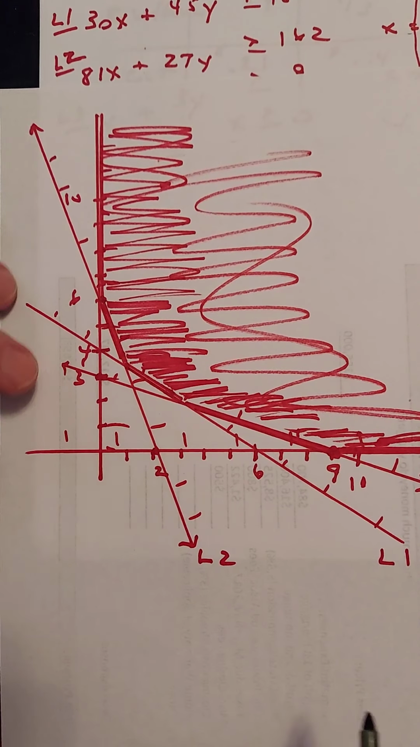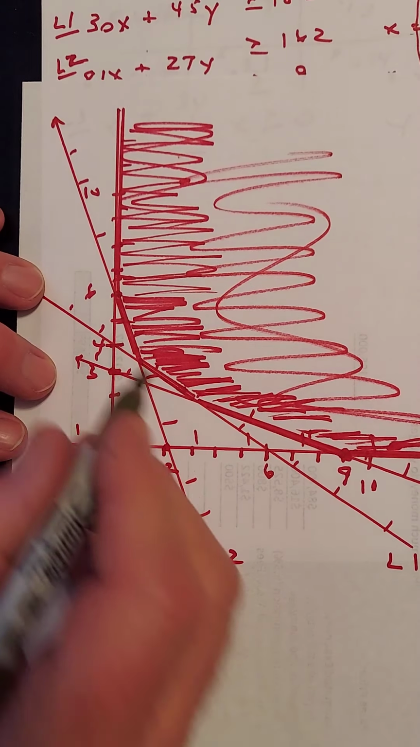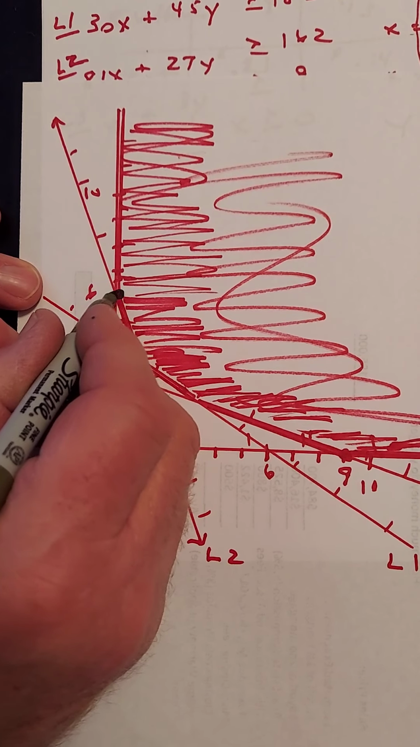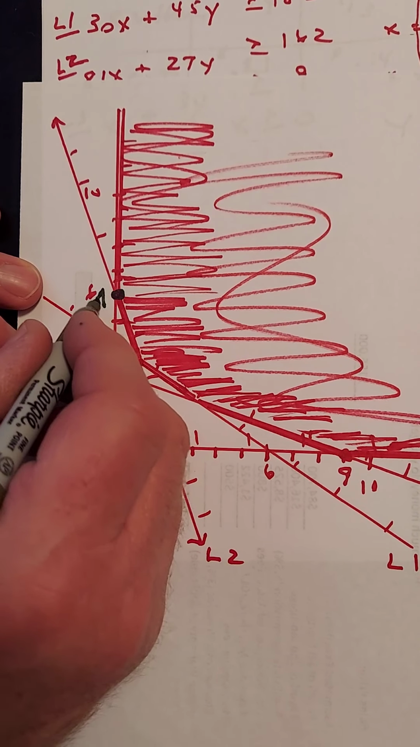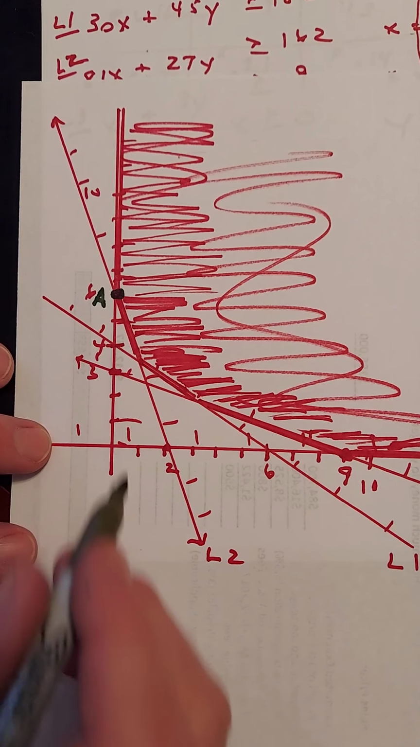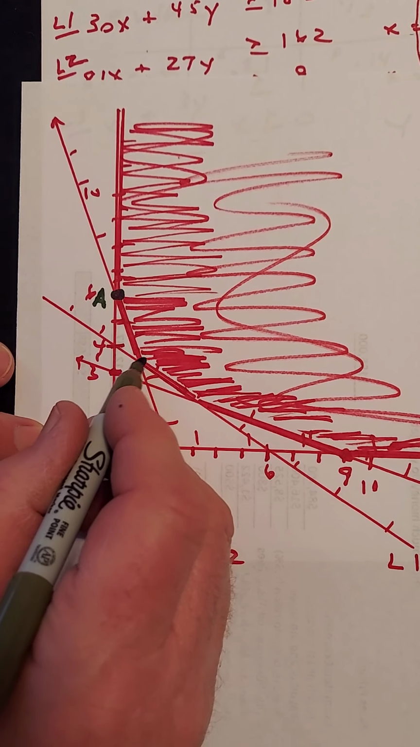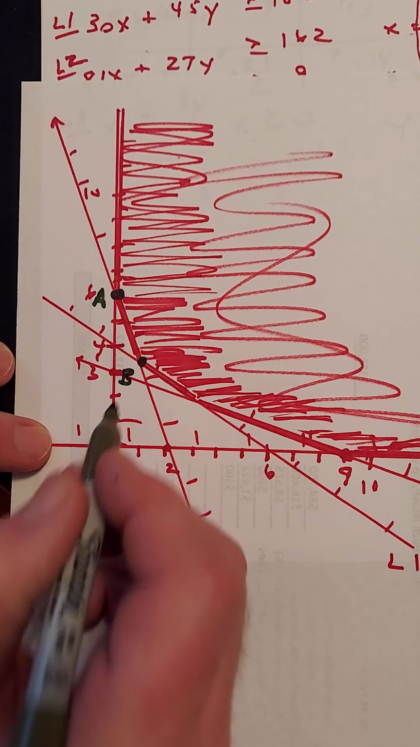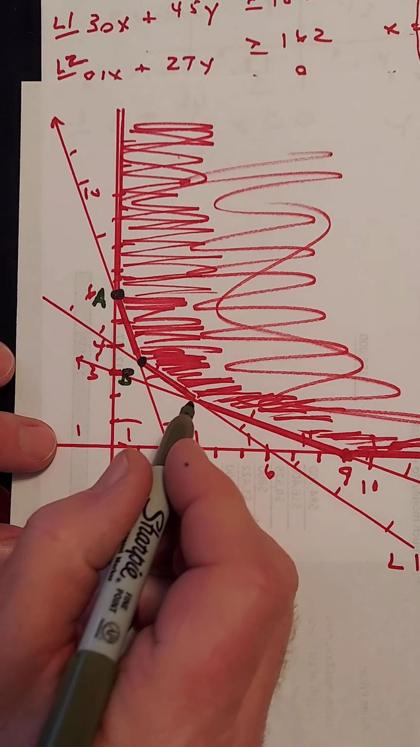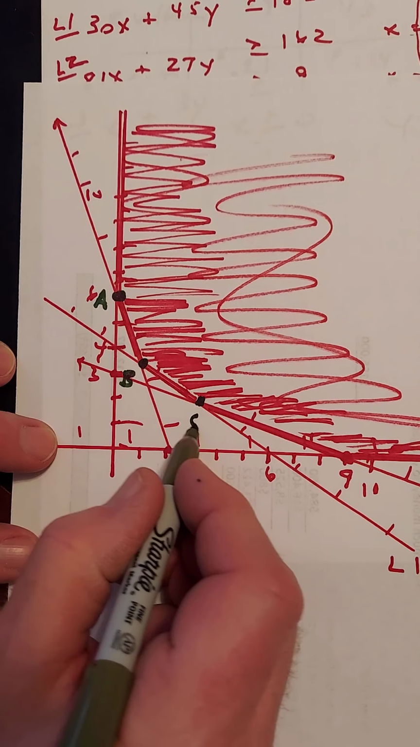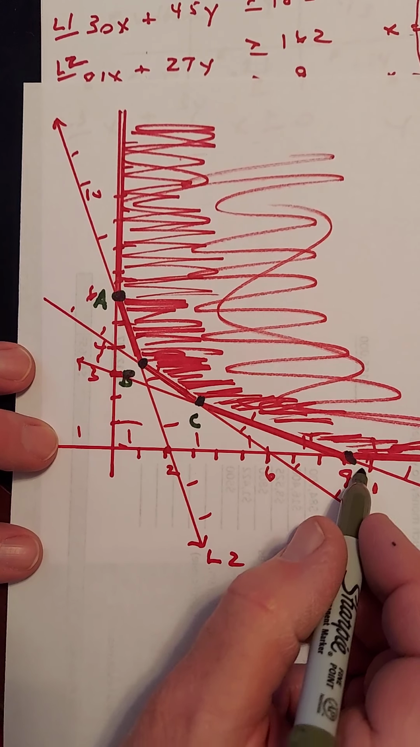I darkened those in. Where are your vertices? Well, I'm going to start up right here. There's one of them. I'm going to call that point A. And if you follow this down, there's a point right there. That's B. And here's C. And there's D.